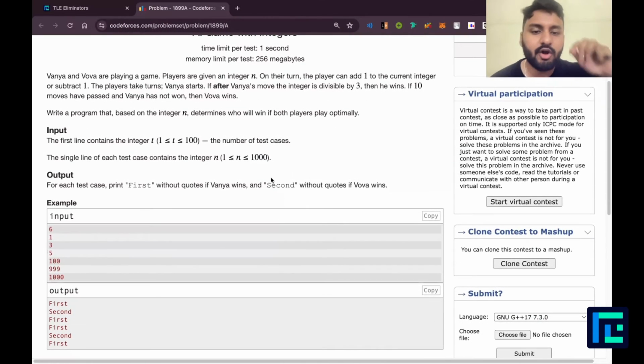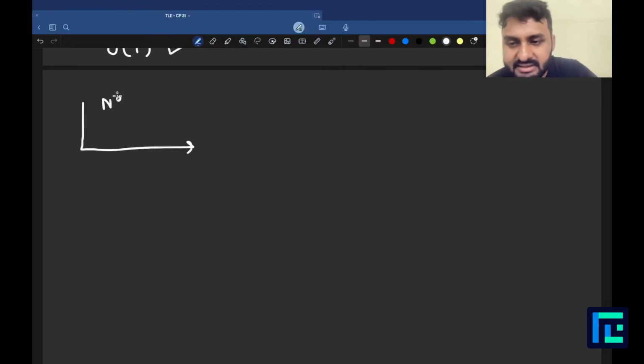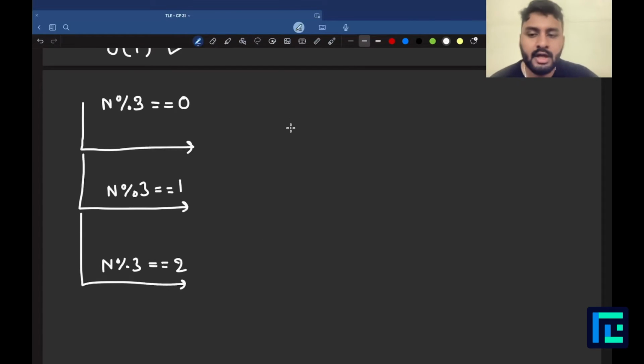Alright, so now let's talk about n. N has a divisibility related to 3. That means what we are ideally talking about is, you have 3 cases. I'll jot them down. So basically I'm saying that either this value, n mod 3, is equal to 0, or n mod 3 is equal to 1, or the final case is n mod 3 equal to 2.